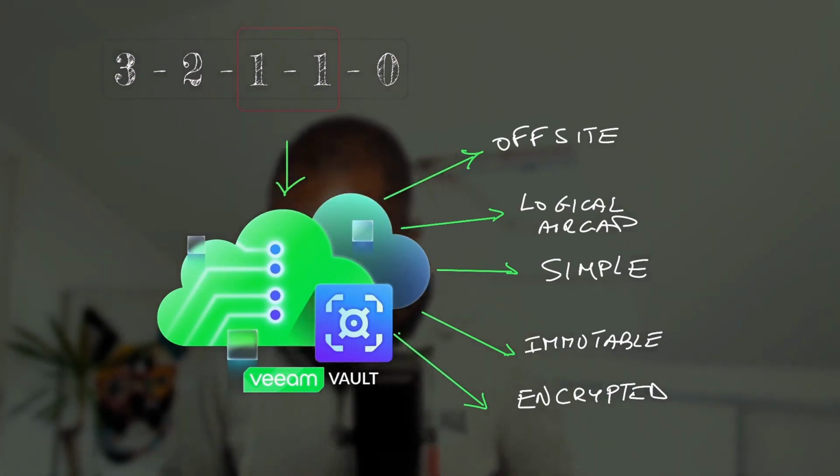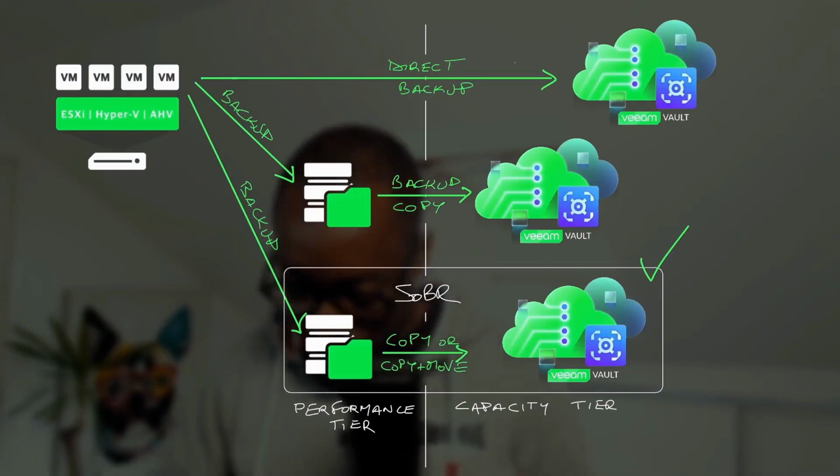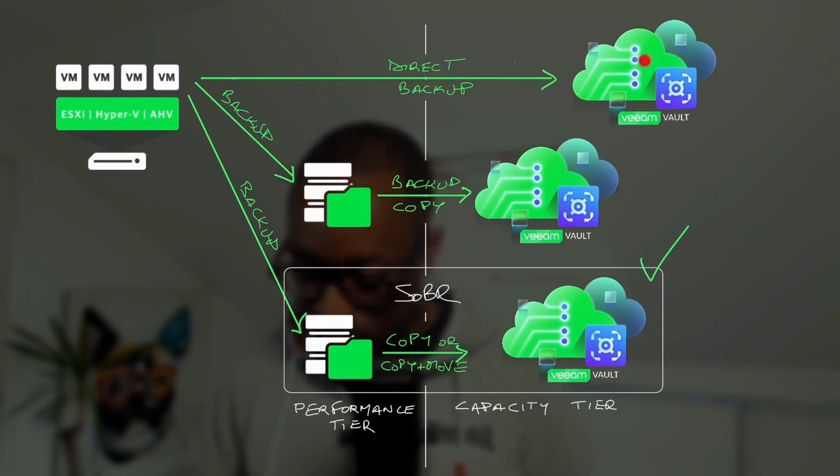There are different ways to use Vault. In this diagram, you have 3 different methods. These are examples of how Vault can be used. The first use case is direct backup to a Vault.